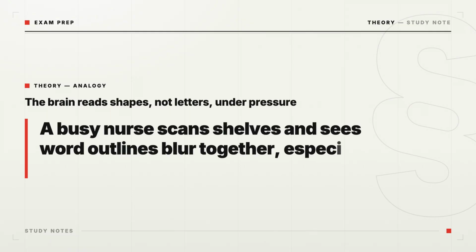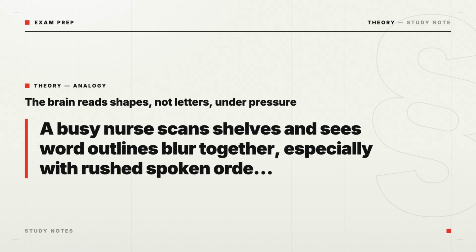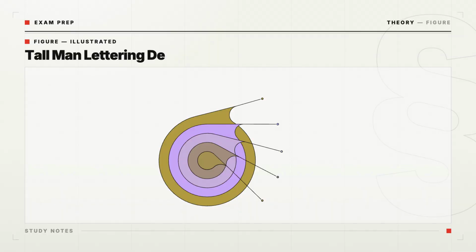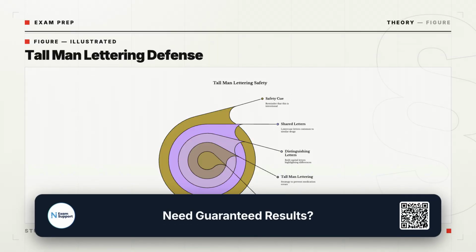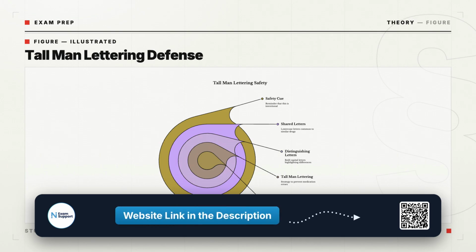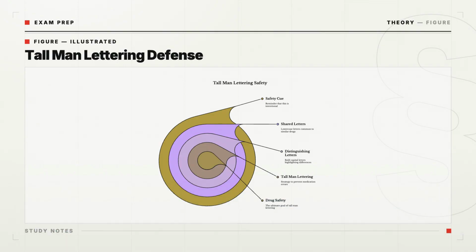A busy nurse scanning shelves reads the shape of a word more than every letter, so two similar names blur together. Spoken orders make it worse, since names that sound alike over the phone are easily transposed. Tall man lettering is a key defense. It writes the differing part of a confusable name in capital letters while the shared part stays lowercase. This pulls the eye straight to the letters that actually distinguish the two drugs, breaking the automatic pattern matching that causes mix-ups.